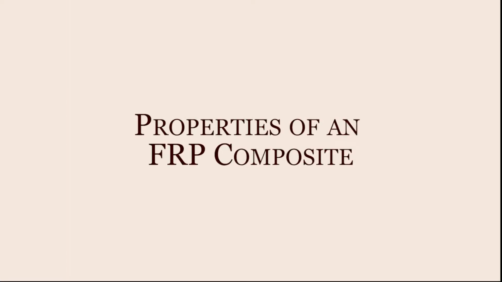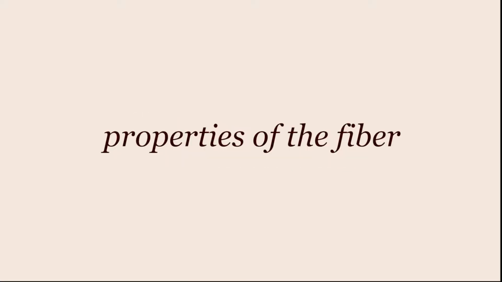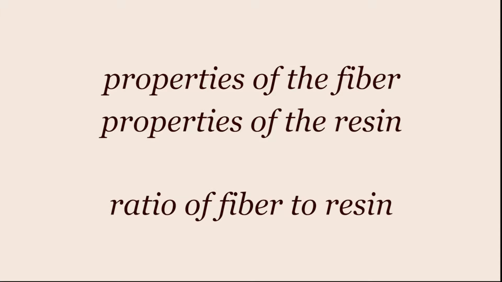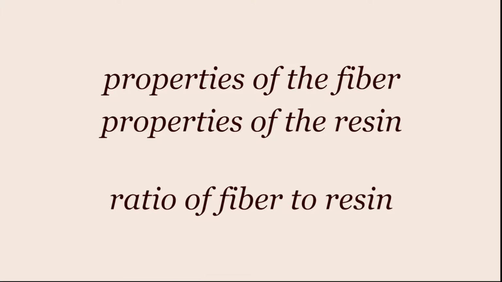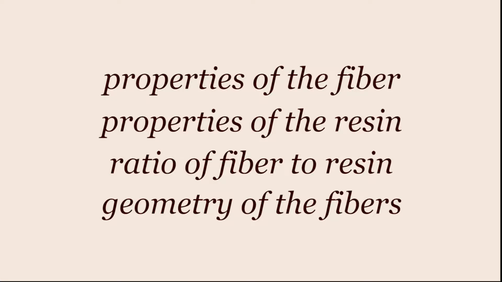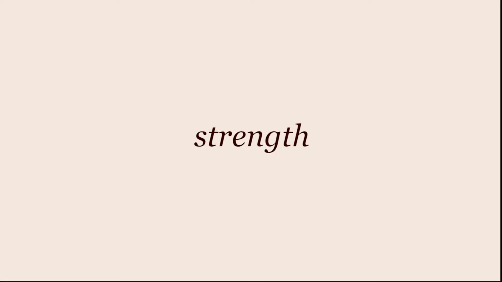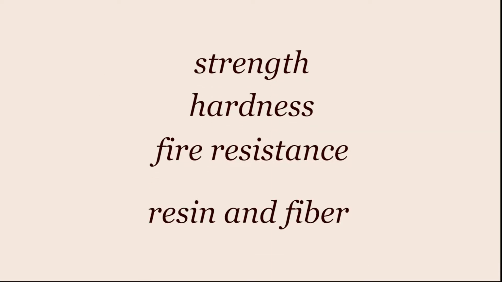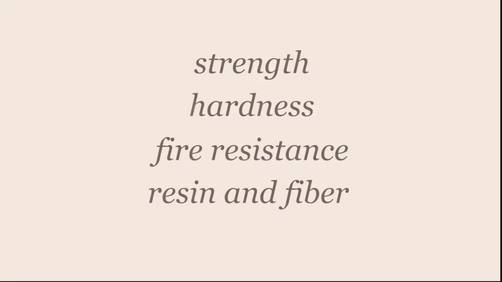The properties of a composite are determined by the properties of the fiber, the properties of the resin, the ratio of fiber to resin, and the geometry of the fibers in the composite. All of the foregoing items can be manipulated to achieve optimum results. The strength, hardness, fire resistance, and the type of resin and reinforcement can all be determined by the designer.